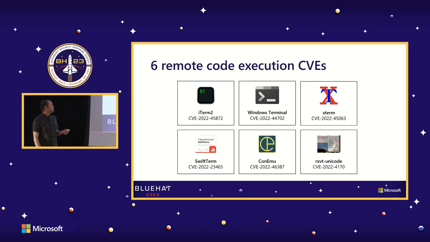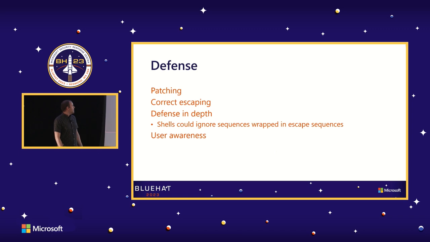The rxvt Unicode one I don't have time to talk about, but I posted it to oss-security. If you're interested, it involves running Perl code, which is quite interesting. It's quite an interesting little failure to escape in a non-obvious way vulnerability.